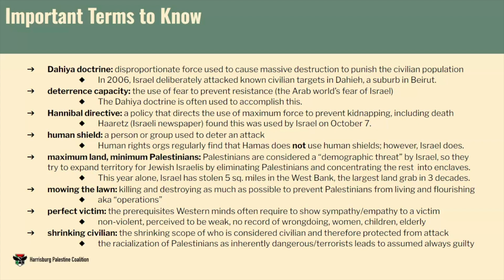Maximum land and minimum Palestinians. Palestinians are considered a demographic threat by Israel because they're trying to achieve a Jewish majority. So they try to expand the territory for Jewish Israelis by either killing Palestinians or concentrating the rest into tiny enclaves. This year alone, Israel has stolen 5 square miles in the West Bank, the largest land grab in three decades. So while we are focused on Gaza for obvious reasons, they're also making egregious moves in the West Bank.